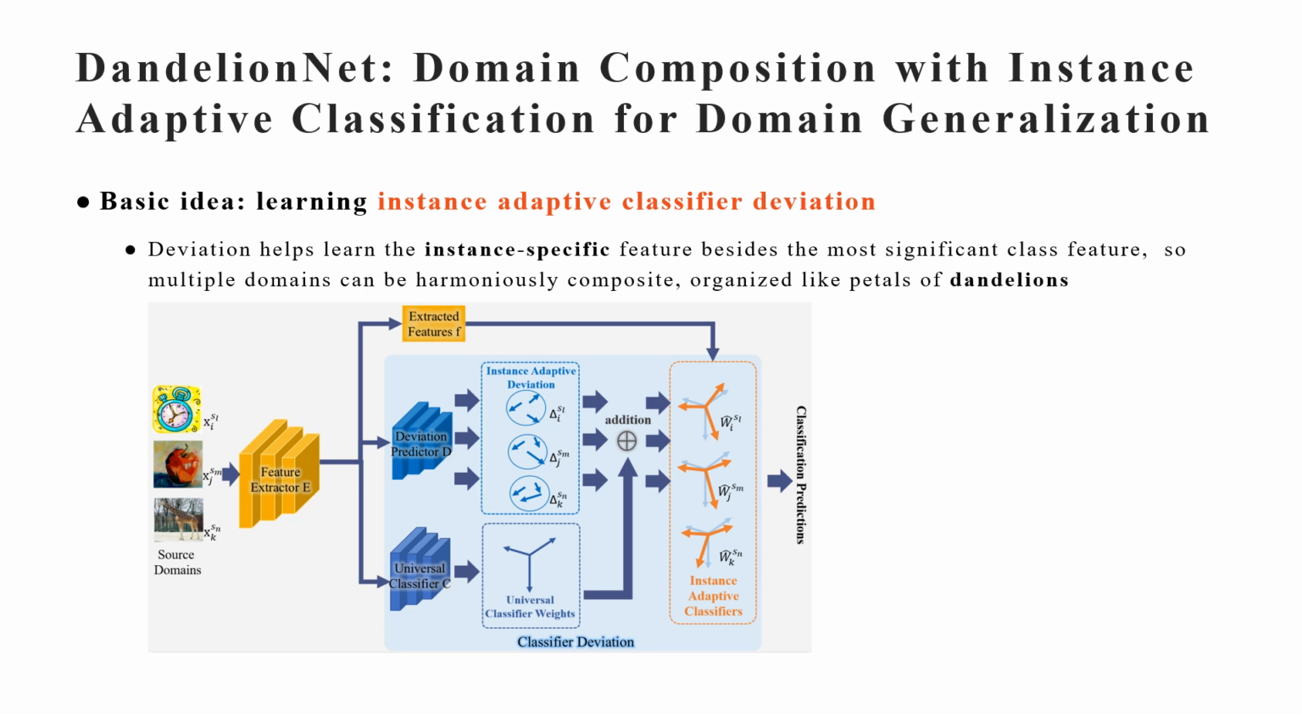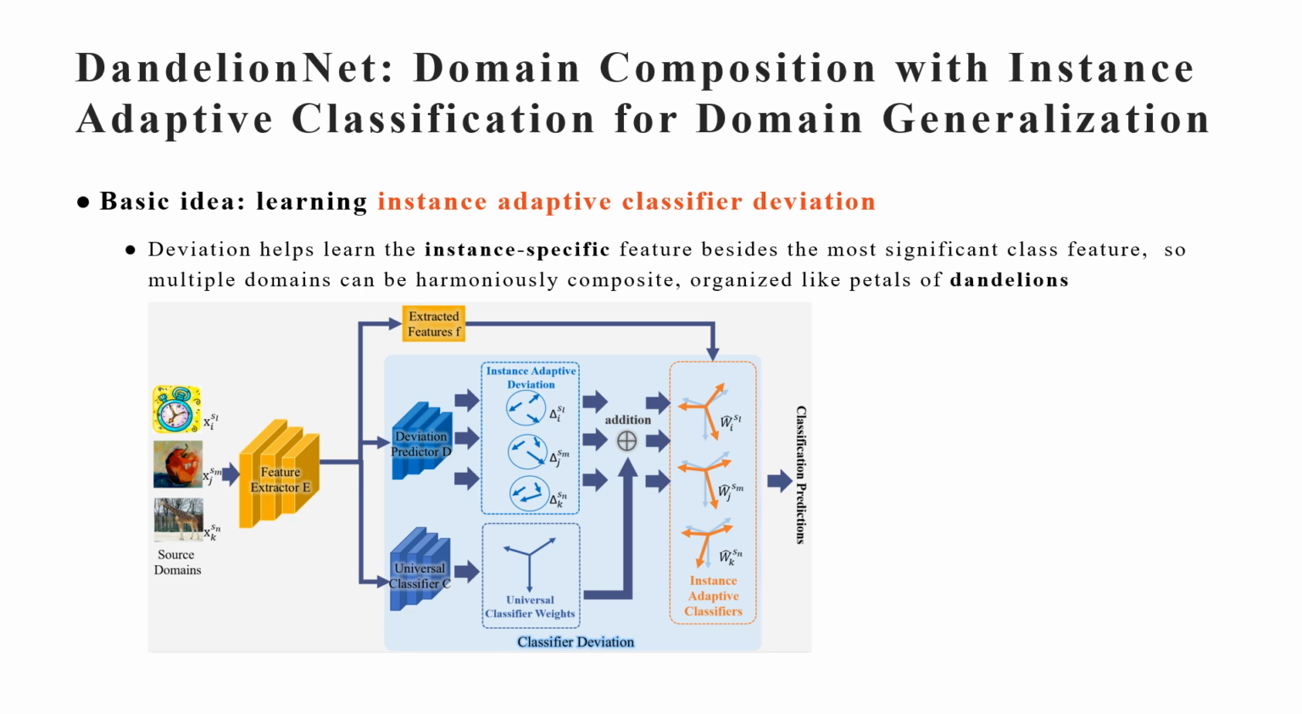The framework consists of a shared feature extractor E and a universal classifier C, and the most novel part is the deviation predictor D. D is responsible for learning instance adaptive classification deviation on classifier weights, and then the final feature is to be matched with the deviated classifier weight.